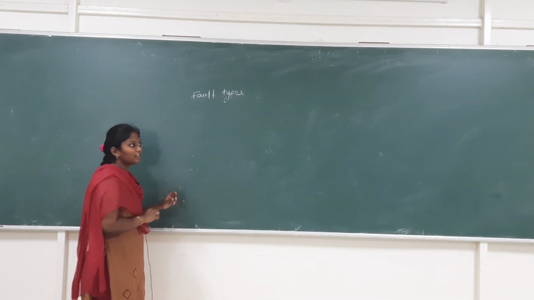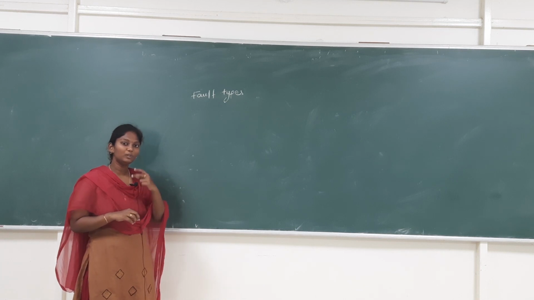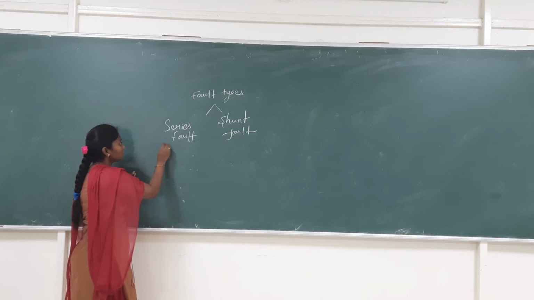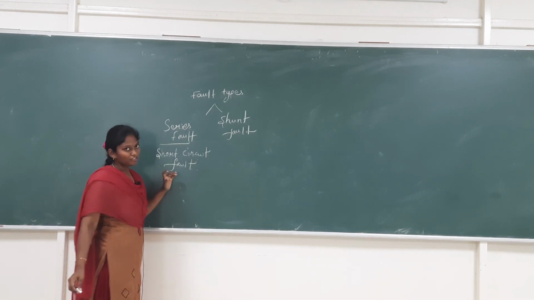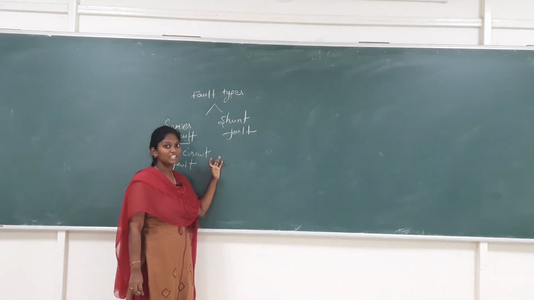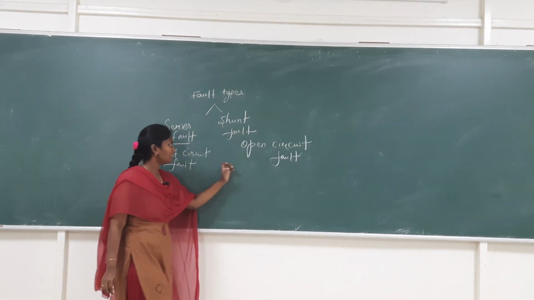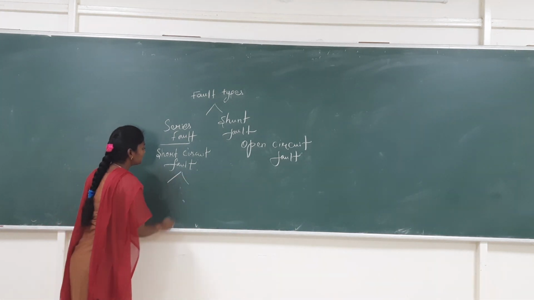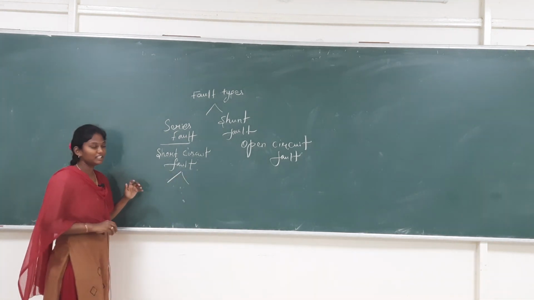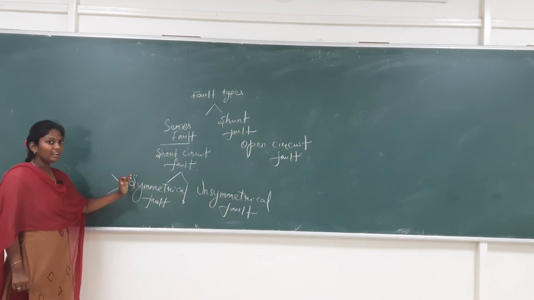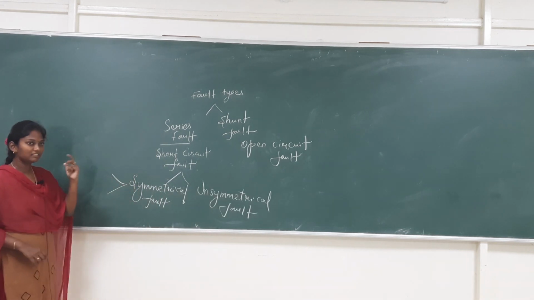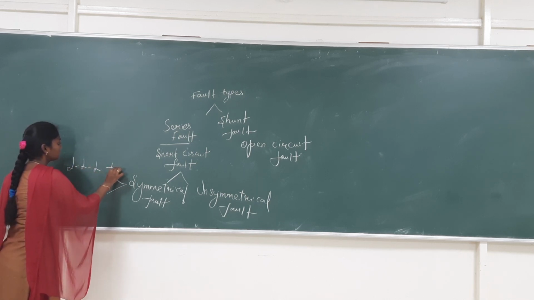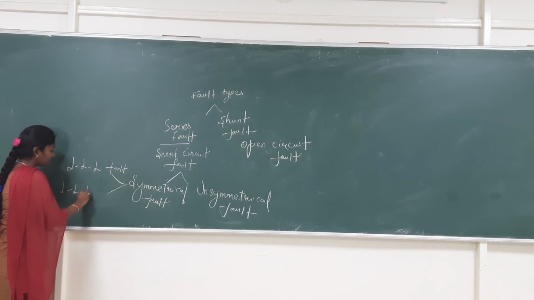Fault types. Faults may be broadly classified into two types: series fault and shunt fault. Series fault means short circuit fault. Shunt fault means open circuit fault. Short circuit faults can be further classified into two types: symmetrical fault, or balanced fault, and unsymmetrical fault.